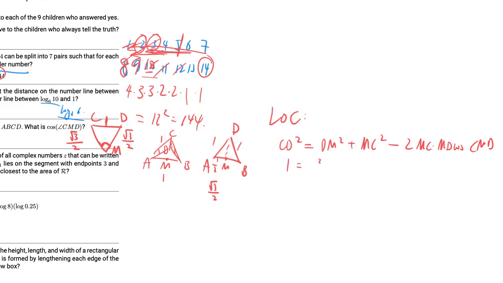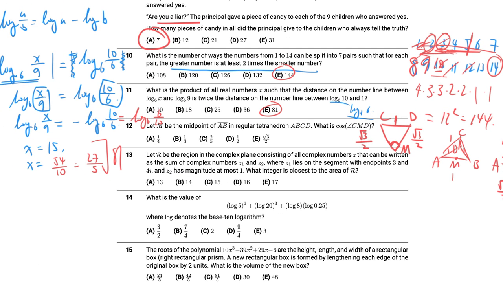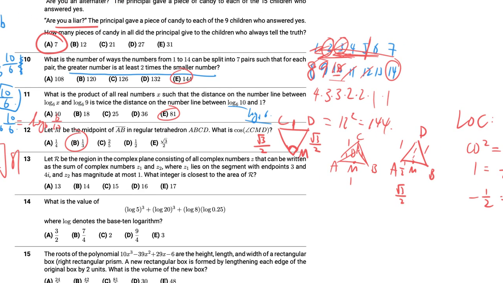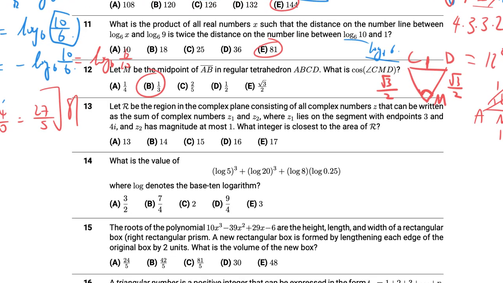1 equals 3 over 4 plus 3 over 4 minus 2 times 3 over 4 times cosine CMD. And we have negative 1/2. Negative 1/2 is equal to negative 2 times 3 over 4 cosine CMD. So cosine CMD is equal to 1 over 3. And that is our answer. So just a quick recap, we considered the cross-section CMD, we found all its sides, and used the law of cosines.